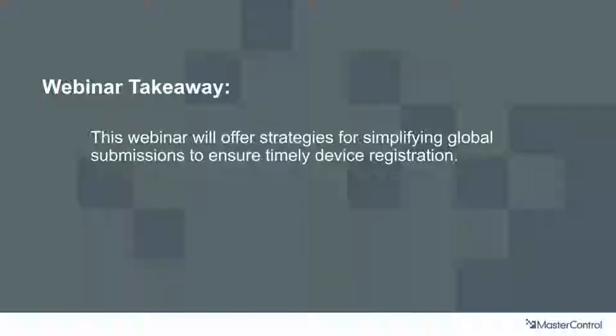So just a key webinar takeaway, this is to offer strategies for simplifying your global submissions to ensure timely device registration. I would like to make the caveat that this is not a sales pitch. So this is whether you have a paper or digital process to manage your regulatory information. I want to teach you how to think about regulatory success across your organization, and then ultimately how that is mirrored in your quality management system. This is more of a presentation on how to think and strategize for regulatory success versus what to do or what to buy. Again, we will be taking questions at the end.